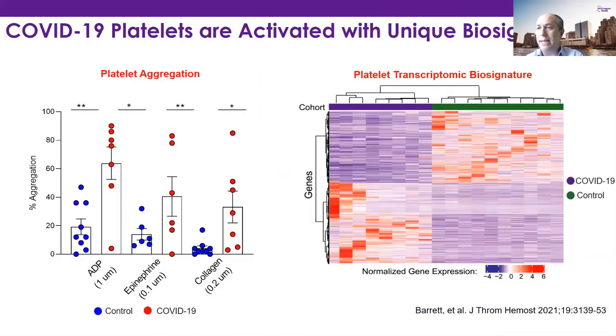When you look at platelet activity on the left, this is platelet aggregation. Patients that are infected with the virus have increased platelet aggregation. But what I think is very interesting, and we're not the only group to show this, is that the platelet transcriptome is dramatically changed in patients that have an infection with this virus. So clearly the platelet architecture is changing.